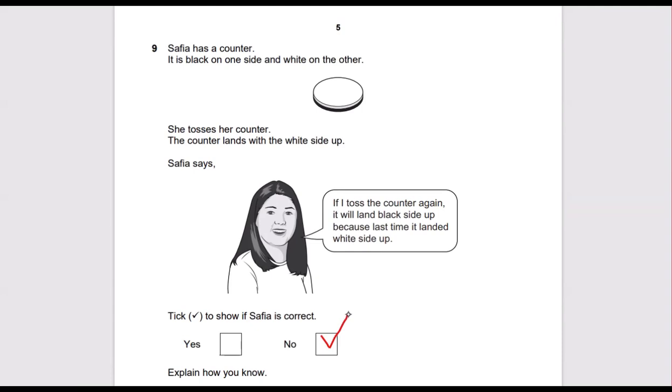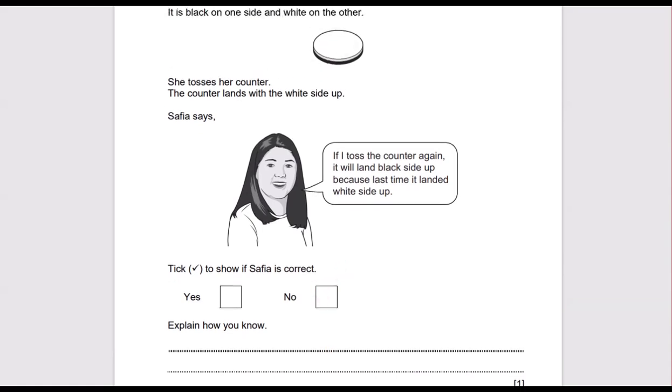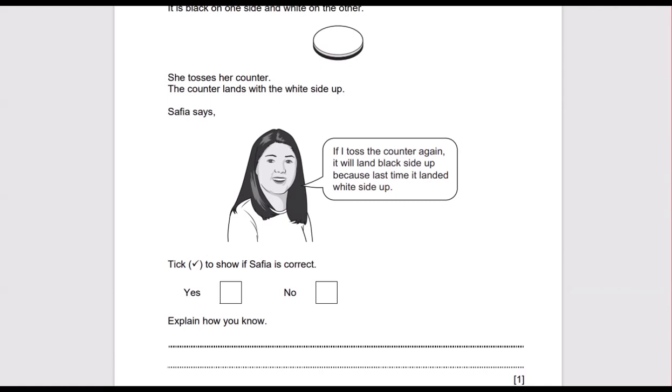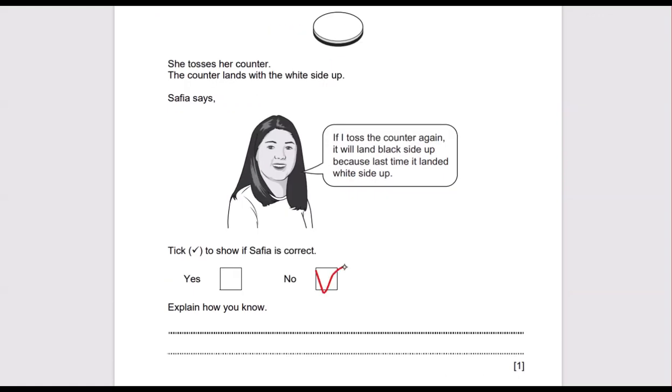The answer should be no. Explain how you know: because both white and black have equal chances. So it doesn't mean that after white will be black and after black will be white. So it's no, because both sides have equal chances.